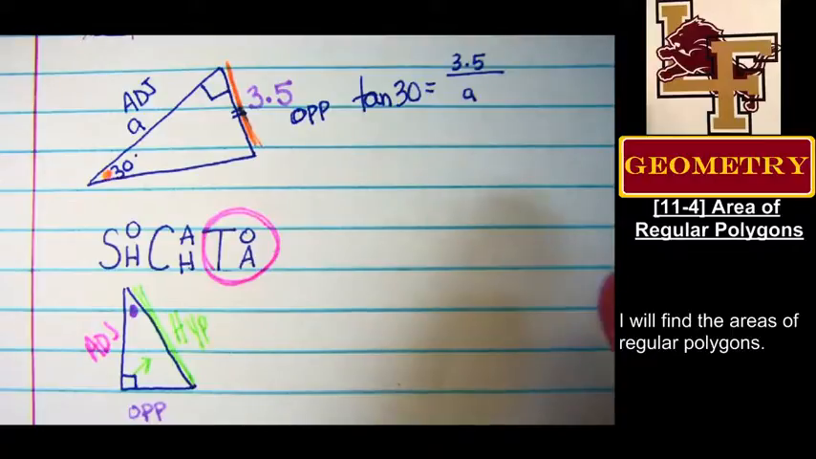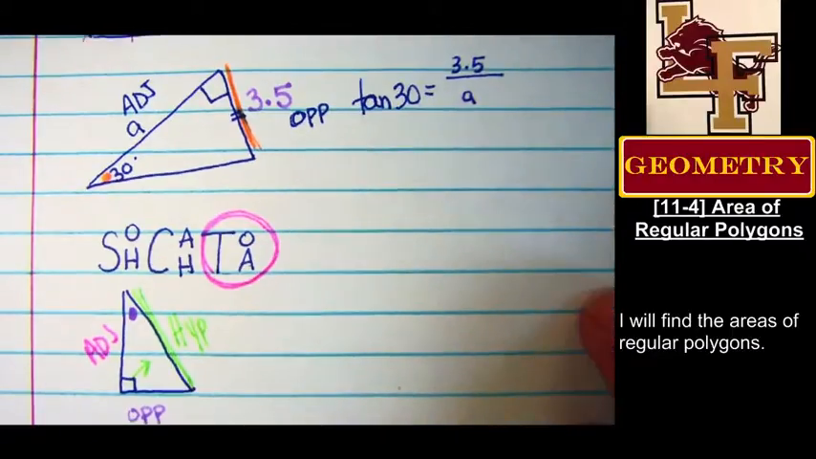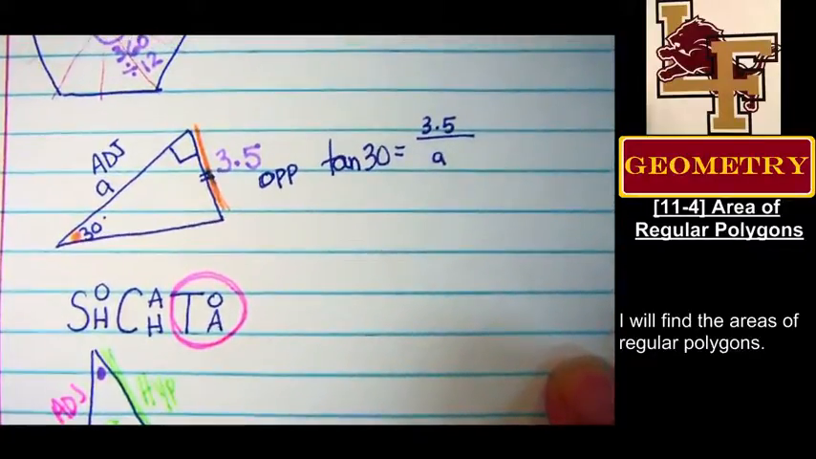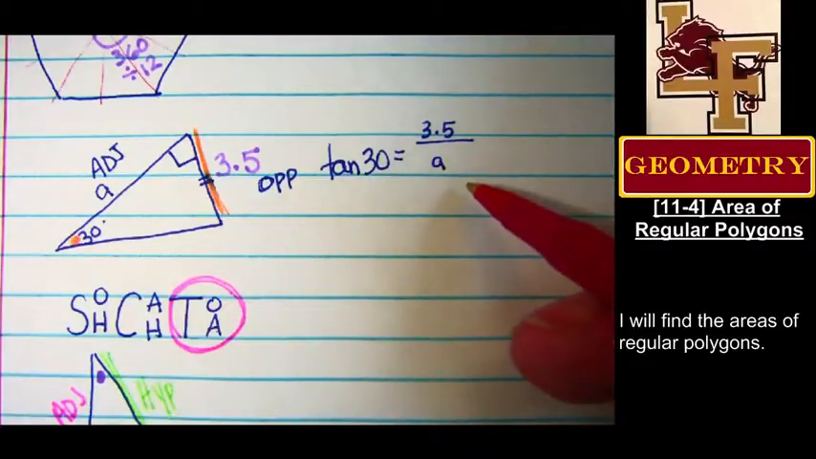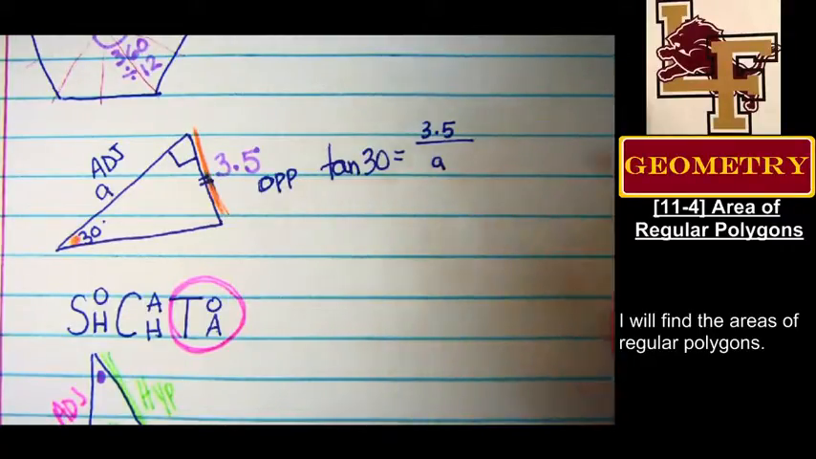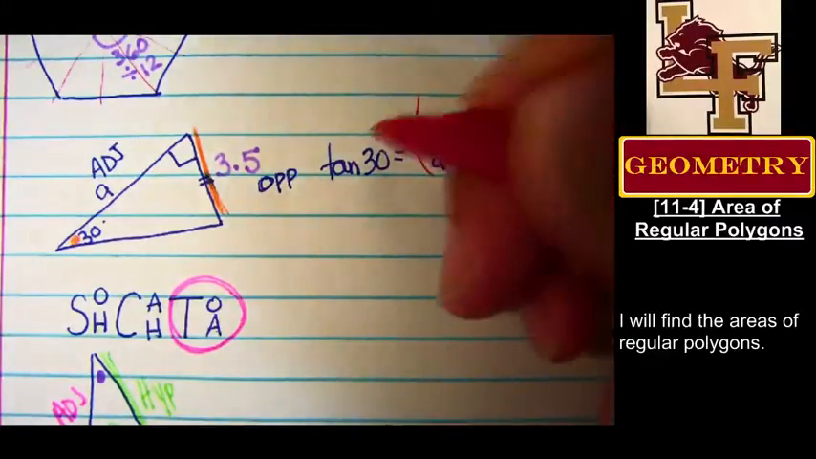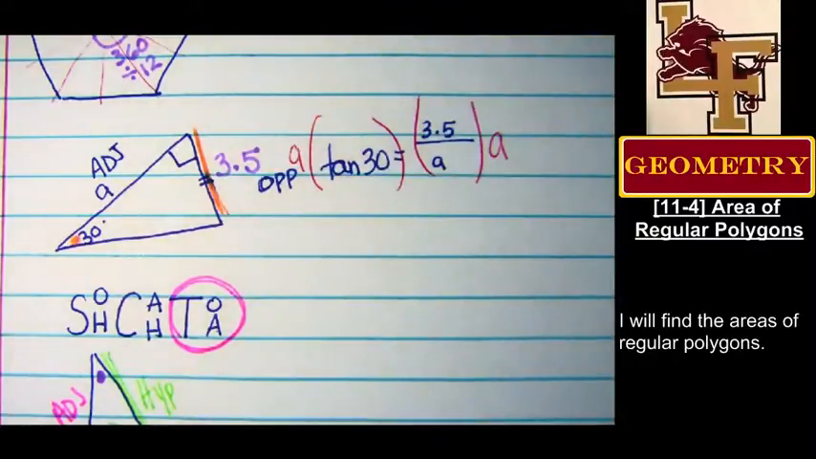All right, feeling okay with the setup? All right, we want to get A by itself, so we need to solve for A. Right now it's being divided. How do I get it out of that denominator? What's happening to it right now? It's being divided. So what's the opposite of division? Yeah, so we're going to multiply both sides by A.